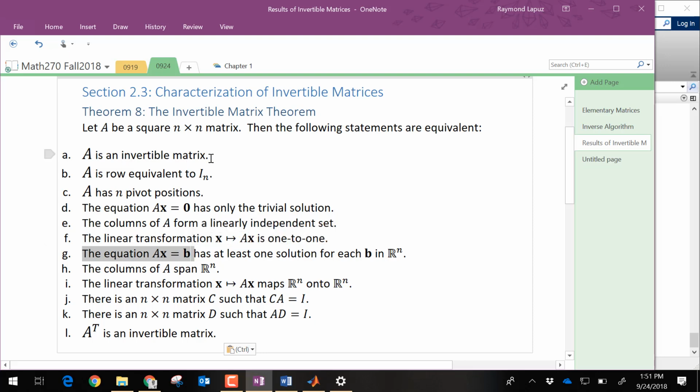If A is an invertible matrix, then A is row equivalent to the identity. Randall asks, what does row equivalent to the identity mean? It means that after row reducing, you can get the identity at the end. And if you get a row of zeros, then it's not row equivalent. If you row reduce and get a row of zeros, then it's not invertible because it's not row equivalent to the identity matrix.